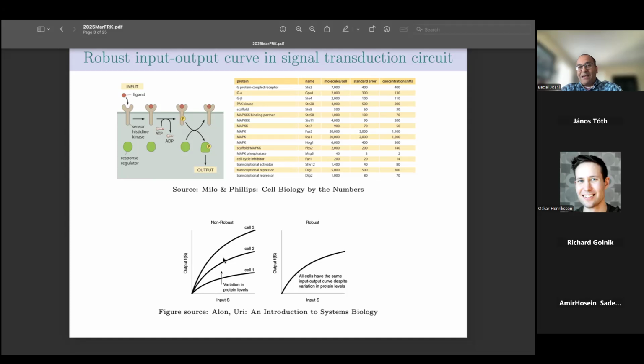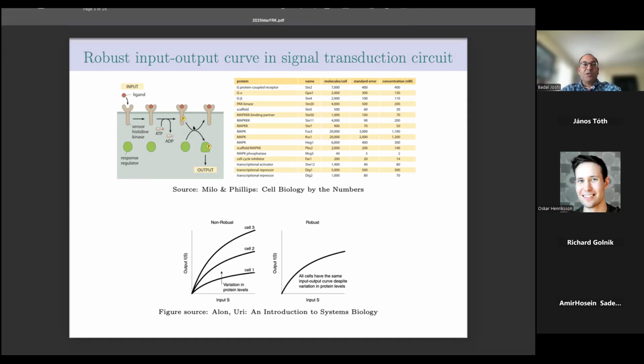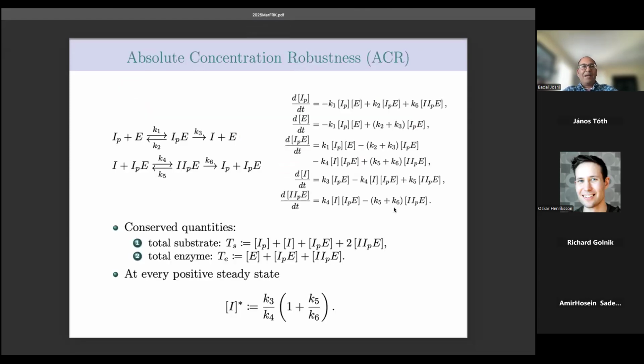So that clearly requires some special design to ensure robustness against these types of fluctuations in protein numbers. If I have some kind of special design which produces robustness, then all cells will have the same response curve where the output is proportional to the input, without cell to cell variations. Okay, so to put this in mathematical terms, it's useful to look at an example. So here I have one example of a reaction network.